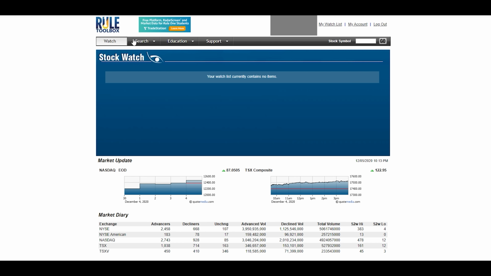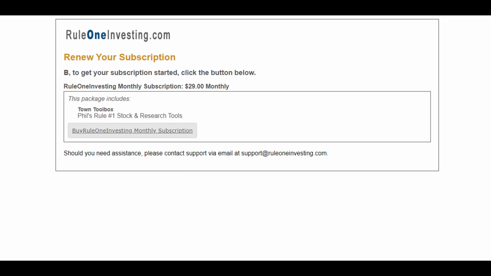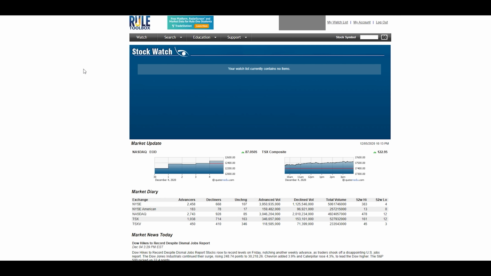If you follow that kind of Rule 1 Phil Town strategy, which my strategy is very similar to, then one website that you can use is the Rule 1 Toolbox. Now, this is a paid subscription. I think you get 1 month free, but after that, it is a paid subscription. However, this is really handy, especially if you've read Phil Town's books and you kind of follow that strategy. It gives you all the numbers in the same spot.